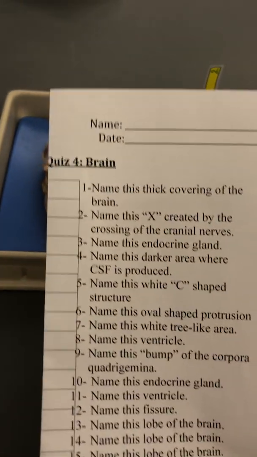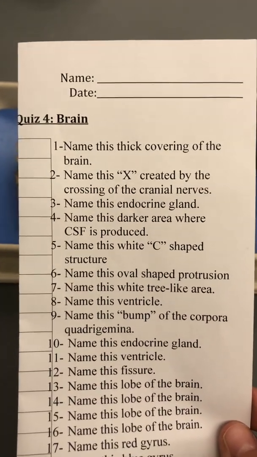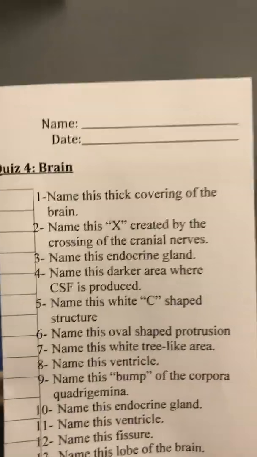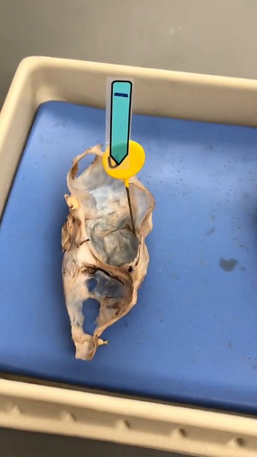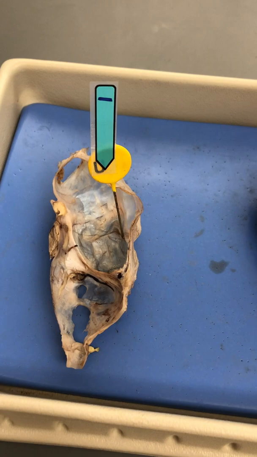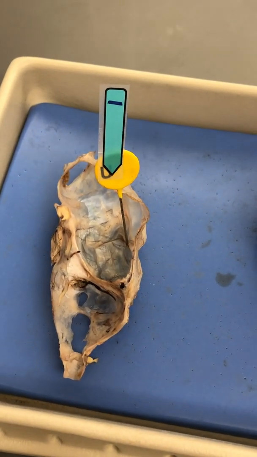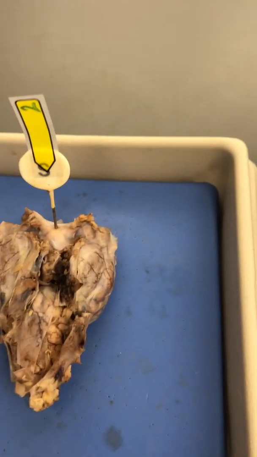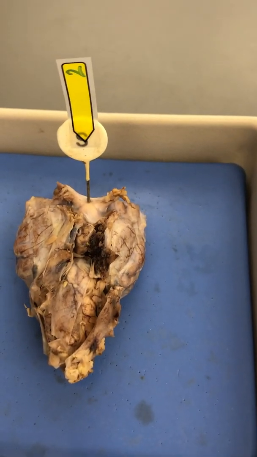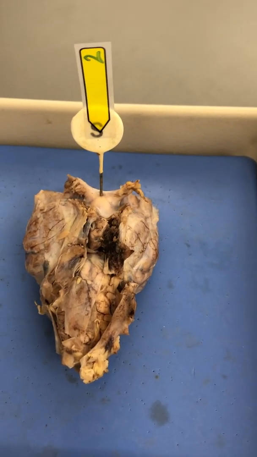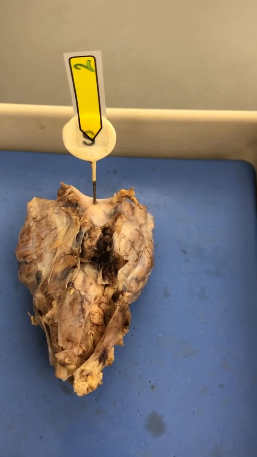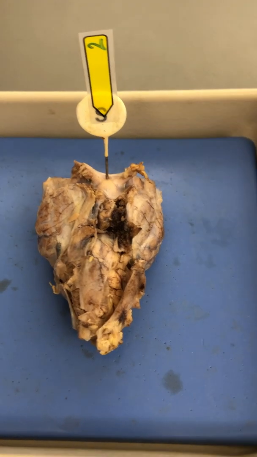Okay, this is the answers and review of quiz 4 on the brain. Number 1, the thick covering on the brain here, you could say meninges, that would be correct. Also, dura mater. Number 2, the X created by the crossing of the cranial nerves. This is the optic chiasm.